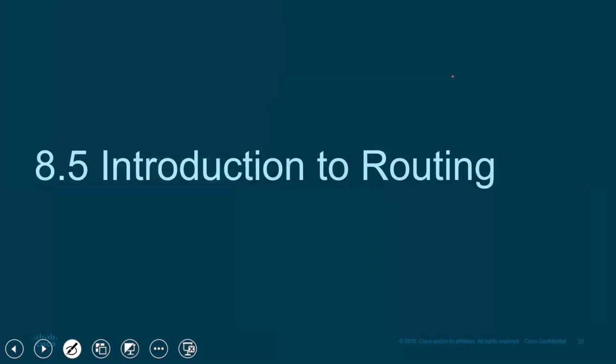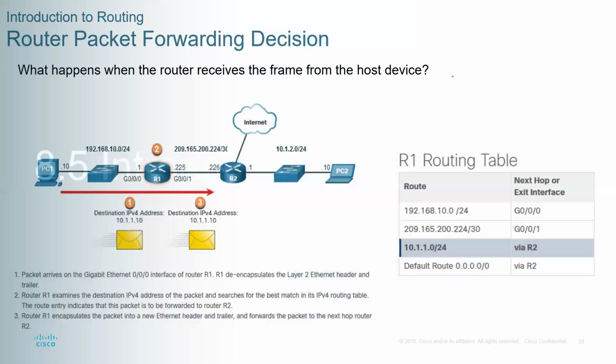Right. Introduction to routing. What is routing? Choosing the best path to a destination network. What happens when the router receives the frame from the host device? So I'm just going to summarize what happens. Packet arrives on the Gigabit Ethernet interface of router 1. It de-encapsulates the layer 2. Router 1 examines, router 1 encapsulates. Okay, we've been going through this whole time.